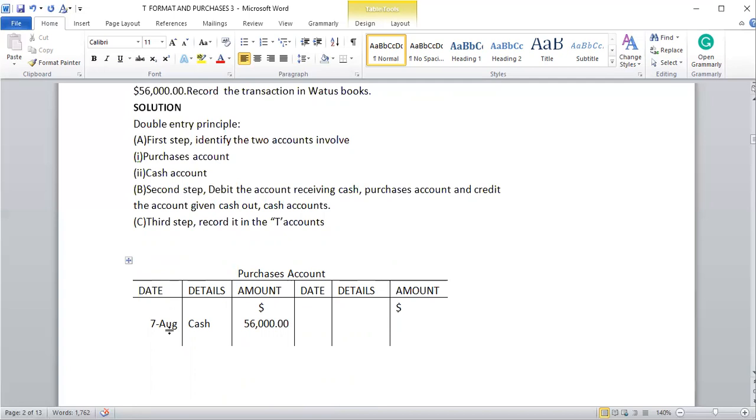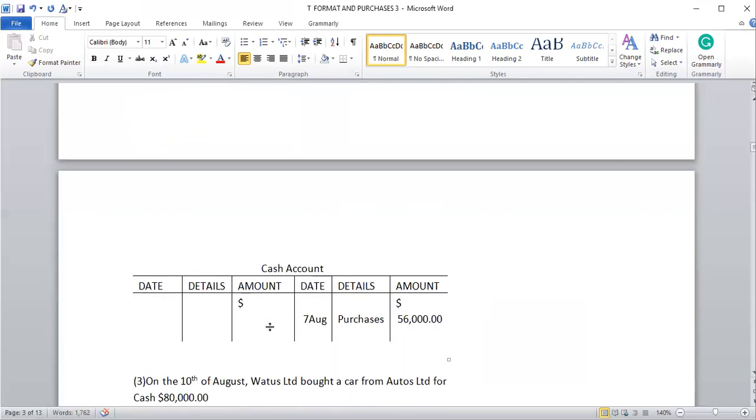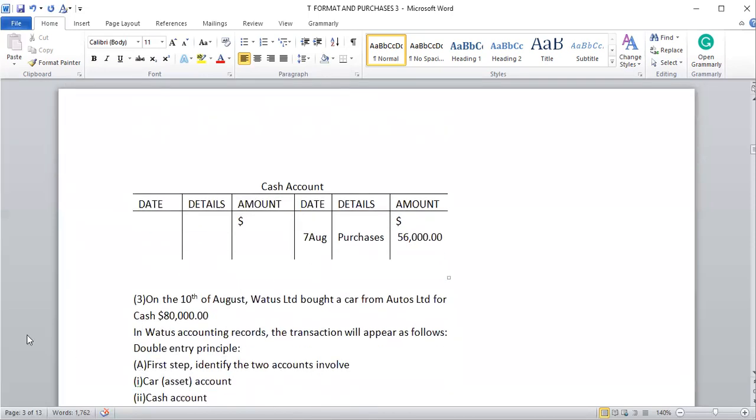The date column shows the date of the transaction, which is 7th August. And the details column shows cash, meaning corresponding entry can be found in the cash account, and the amount involved is what? $56,000. So when we come to the cash account, it has been credited. So on the right-hand side, it shows date, 7th August, details, purchases, corresponding entry can be found in the purchases account, and the amount $56,000. Let us look at the third example.